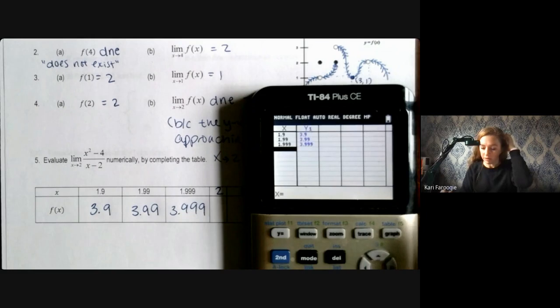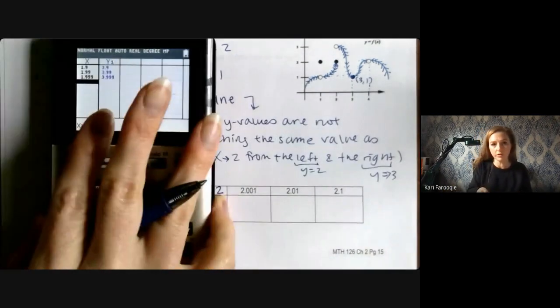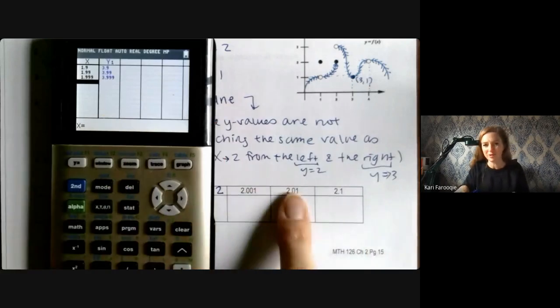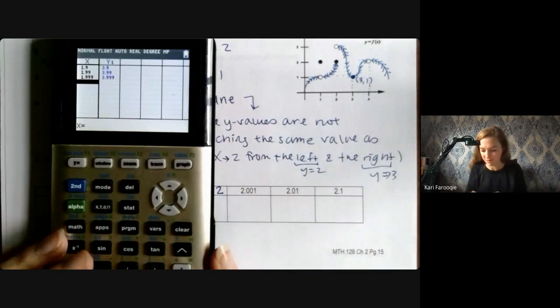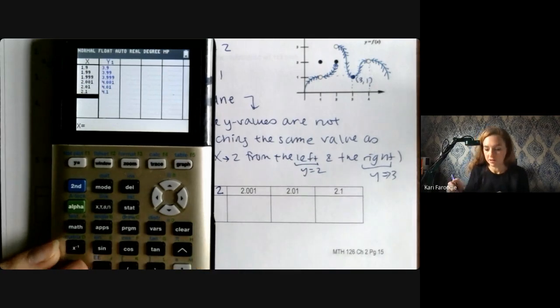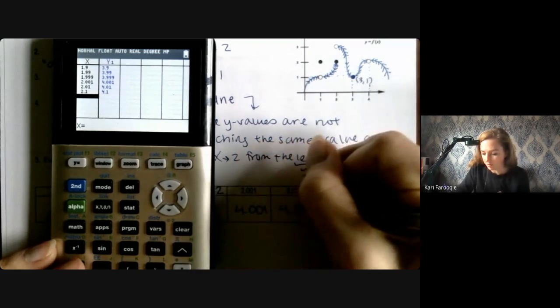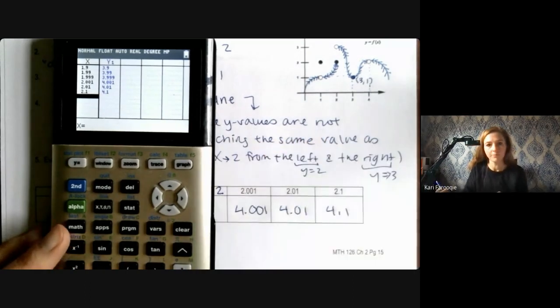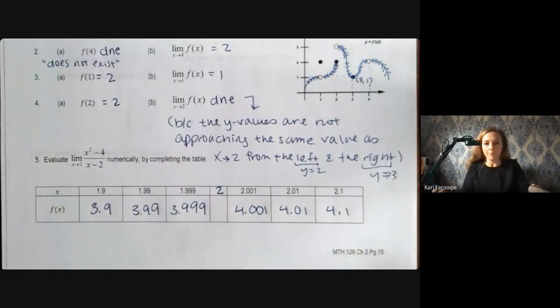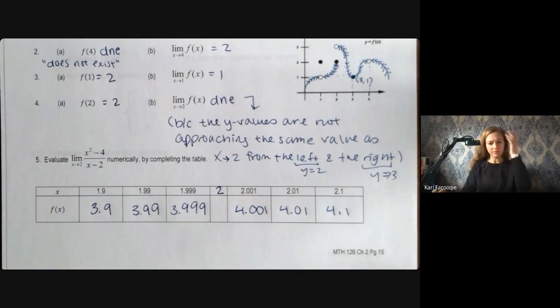I'm going to go back to my table now, and I'm going to look at the values 2.001, 2.01, and 2.1. I think I missed a 0 there when I was saying it. So now I get these values that are 4.001, 4.01, and 4.1.